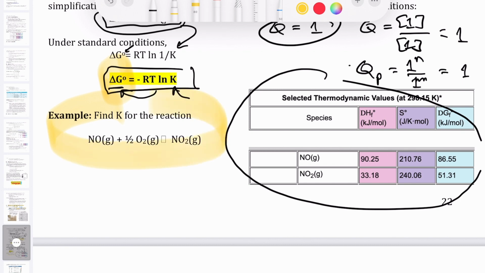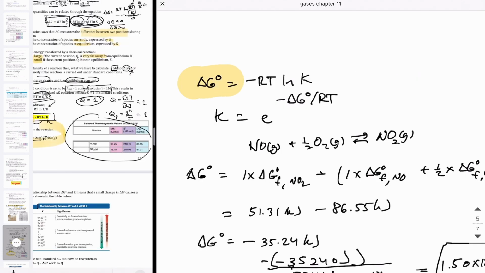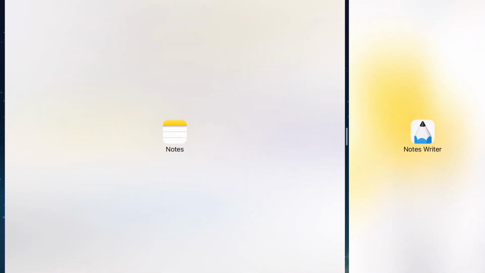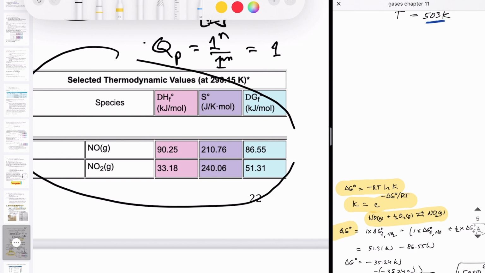This example just says, find the K for the reaction NO plus half O2 goes to NO2. Delta G standard equals negative RT ln K. So the equilibrium constant must then be equal to e to the power of negative delta G standard over RT. Now, the reaction that's given is this reaction right here. So in order to get our K, I'm going to need to get my delta G standard. I could get that using my thermodynamic table. I've already attached a piece of it here.